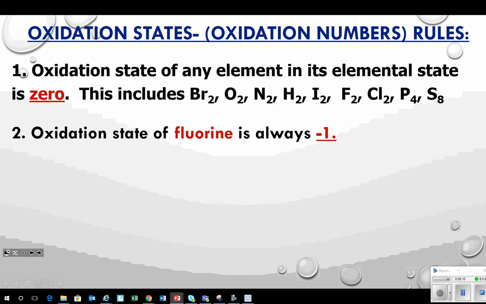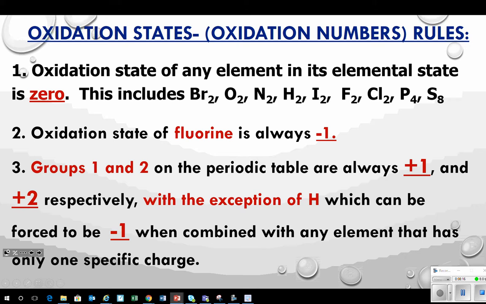These are some that you need to fill in, so hopefully we're filling them in as we go. Okay, and on the next one, groups 1 and 2 are always +1 and +2 respectively, with the exception of hydrogen. Hydrogen can become a -1 when it's forced to combine with anybody in group 1, the columns on the slide that don't have any other charge but that positive charge. When hydrogen combines with one of those, it's forced to be a hydride, which is -1.